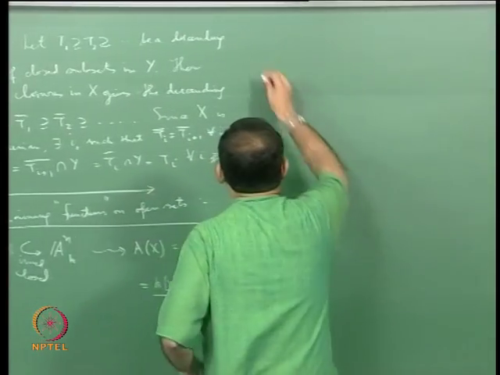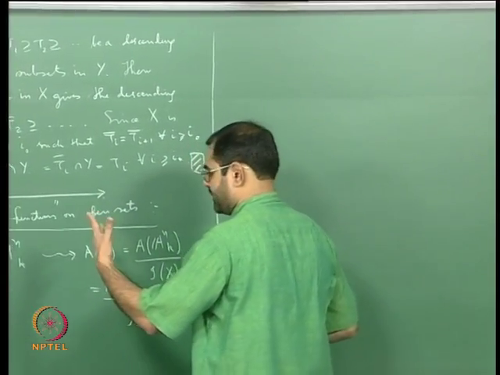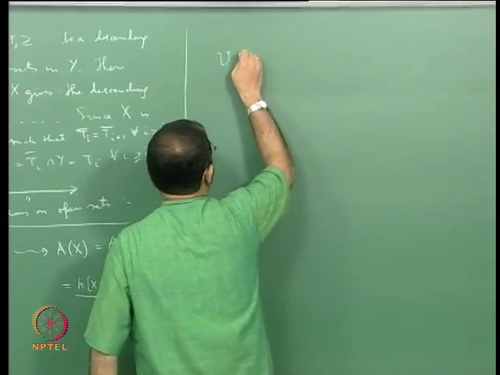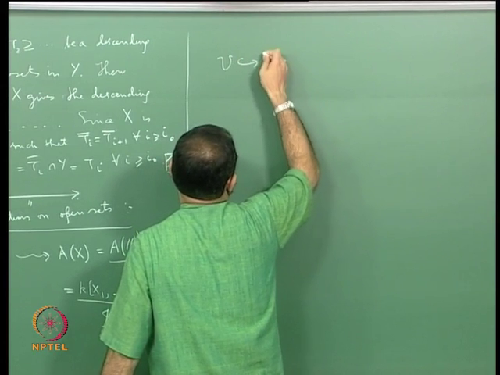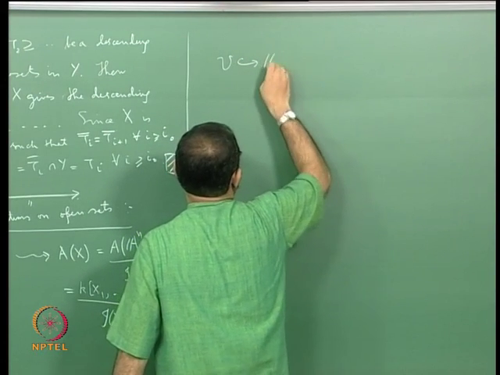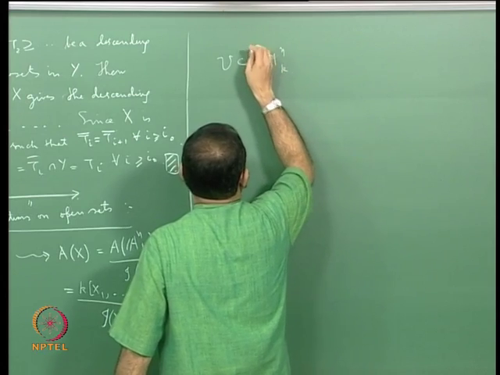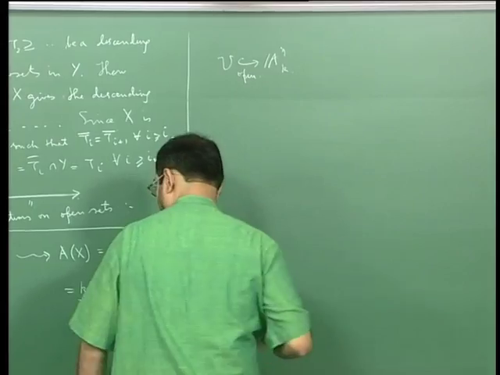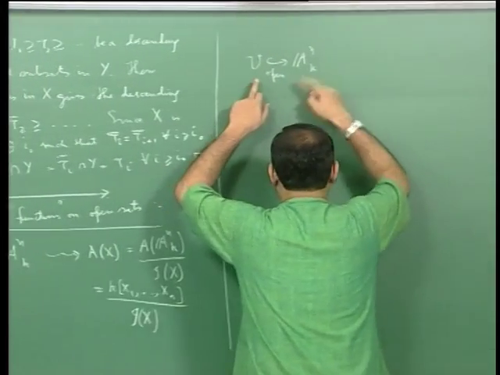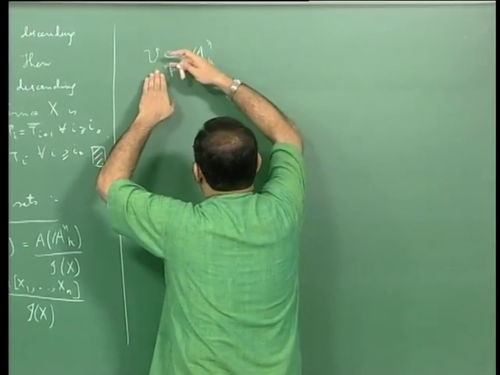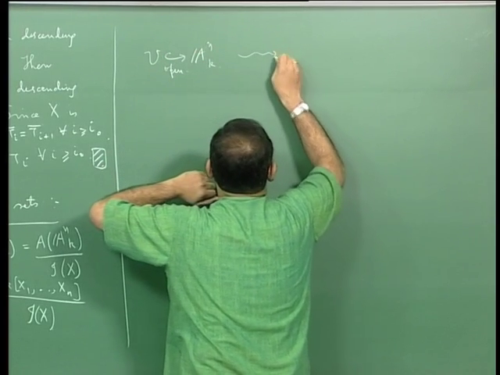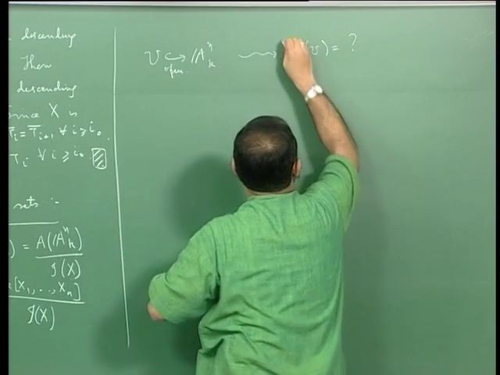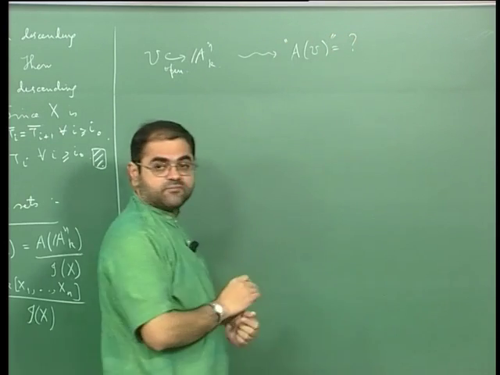So here is a question. Take an open subset U of An, and my question is, what is A of U? How do you define functions on U?